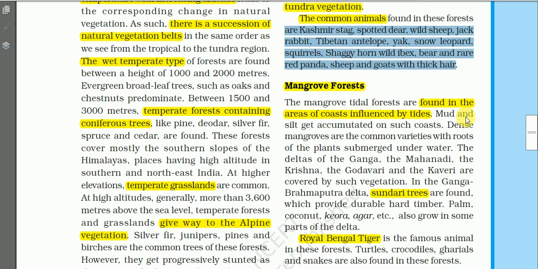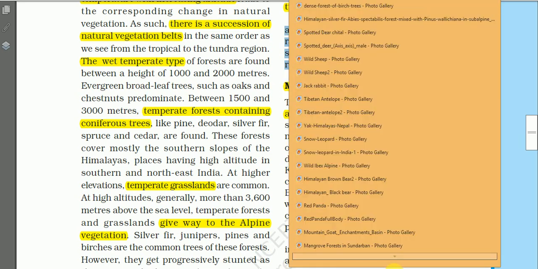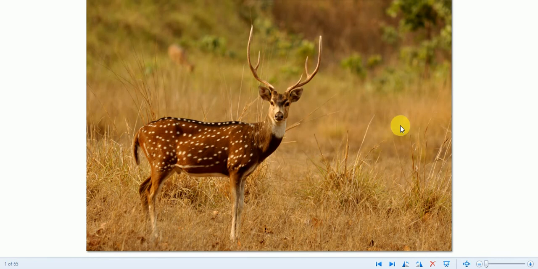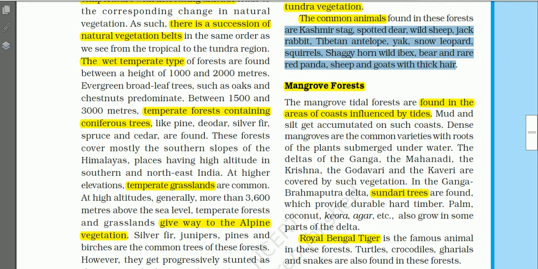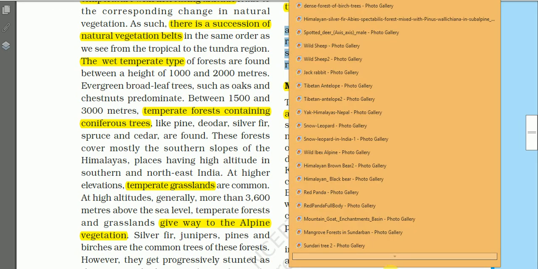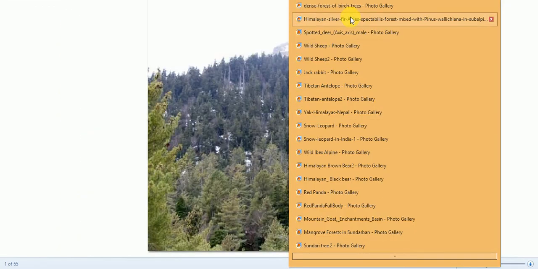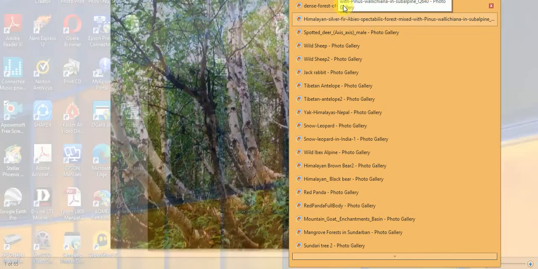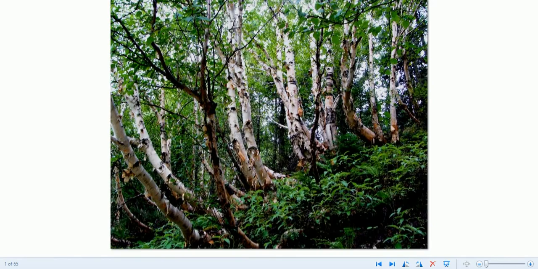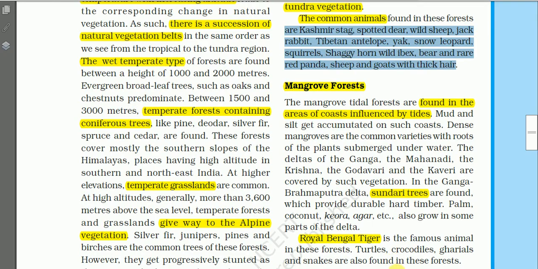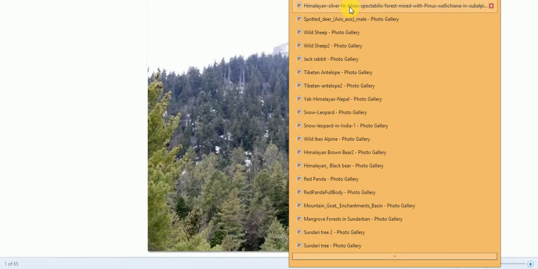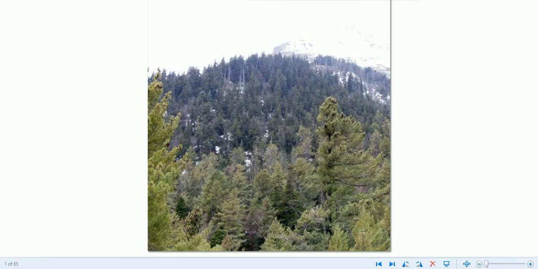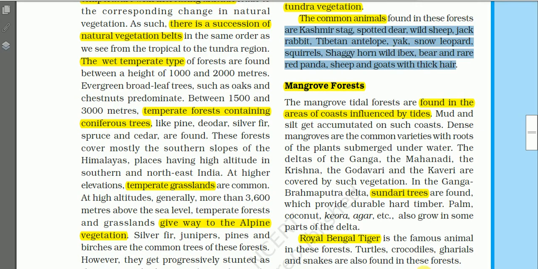So we have some photographs. See, this is a photograph showing the spotted deer. Actually this I have shown you earlier. This is a dense forest of birch. And then we have this silver fir forest.